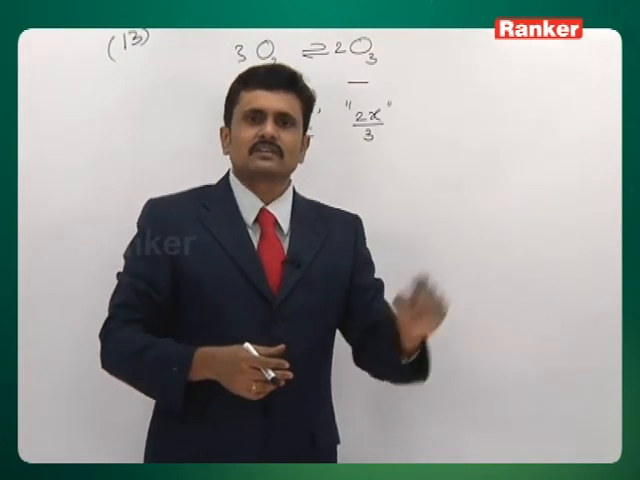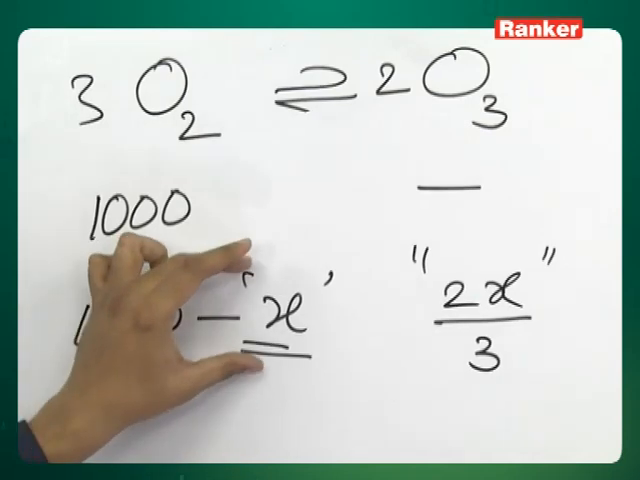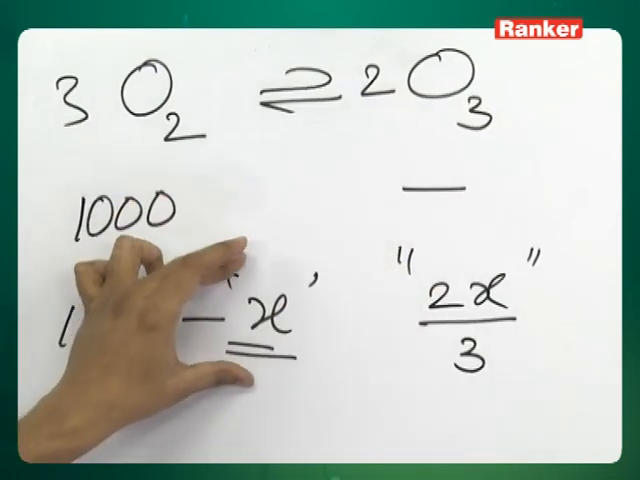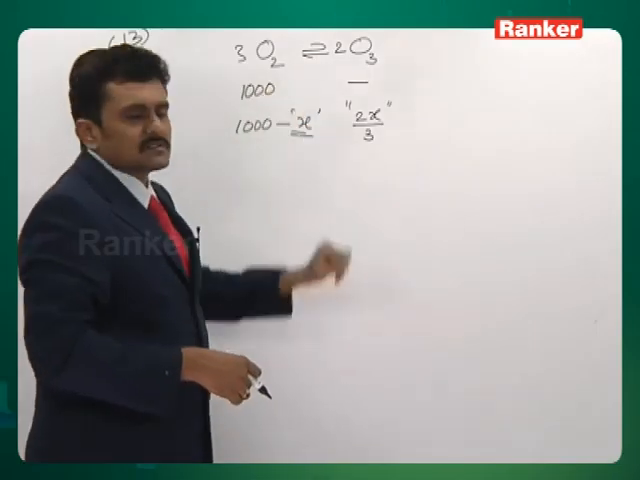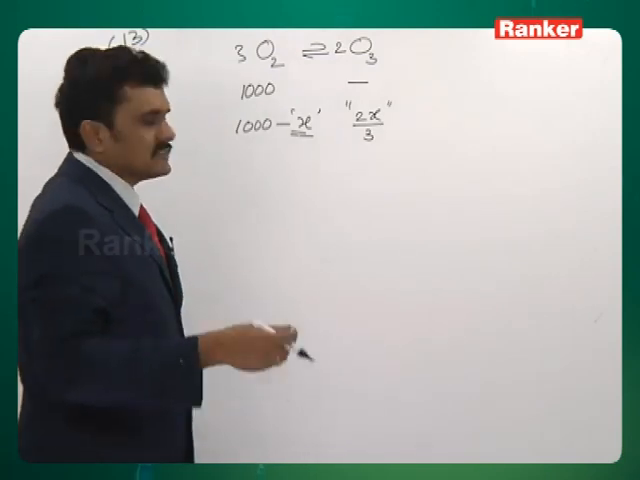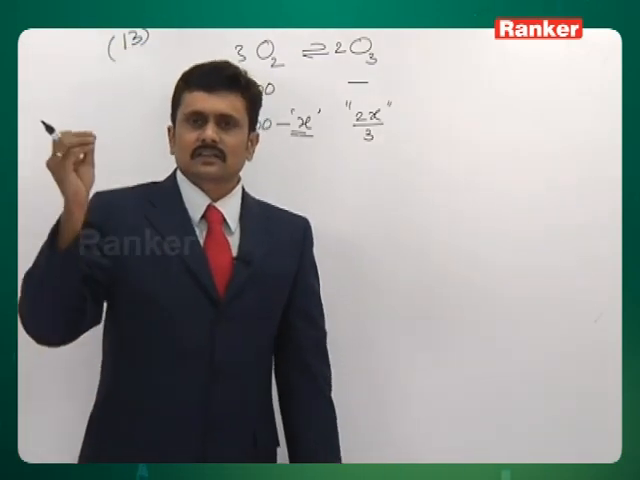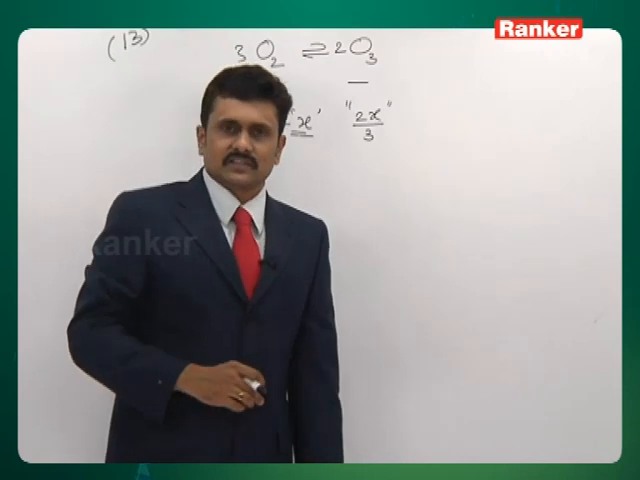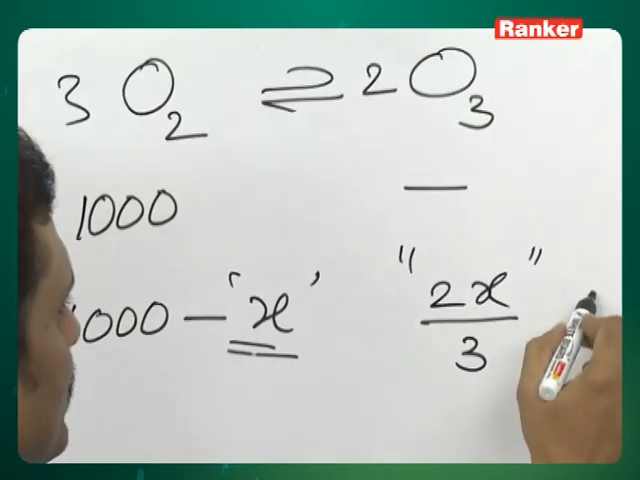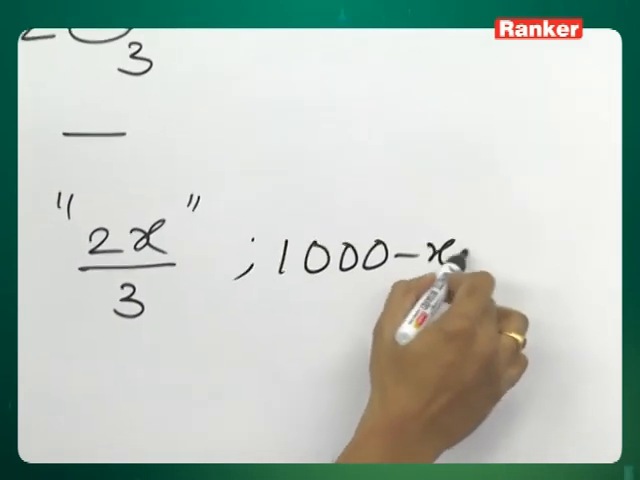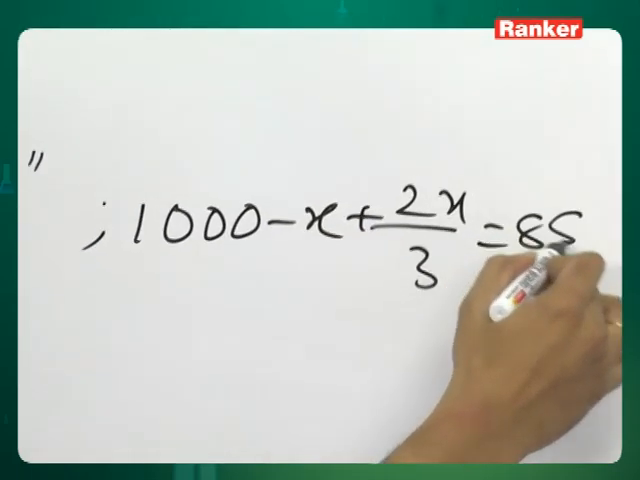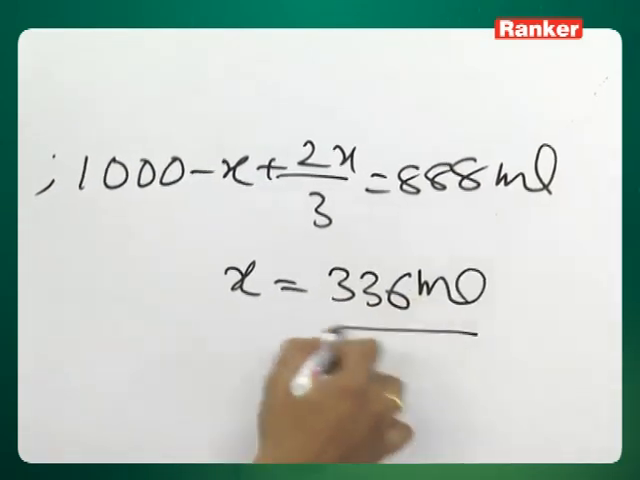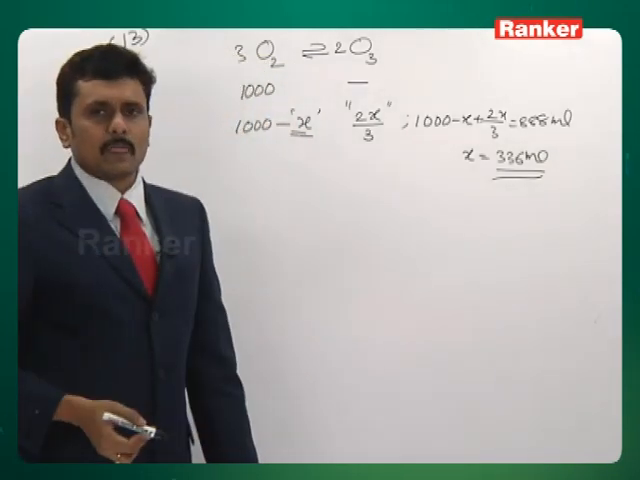You can see once again we are using the gravimetry concepts. For every X ml, 3:2 is the mole ratio or 1:2/3 is the mole ratio. For every X ml that has reacted from oxygen, you can expect the formation of 2x/3. This I could make out because in the question it is clearly mentioned that this gas mixture, I mean to say oxygen and ozone, both should remain after the end of this reaction. It's also given that the sum of the volume of these two gases is 888 ml. From here I will be finding out the value of X. It's 336 milliliter after the simplification.